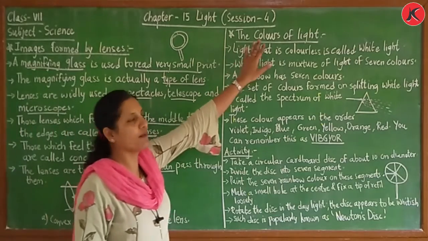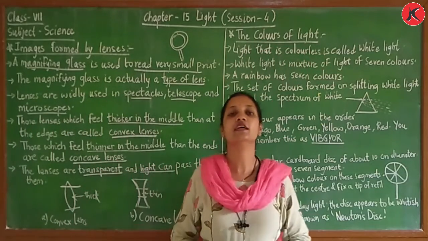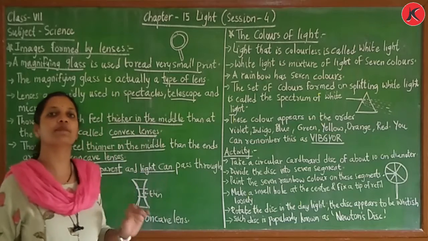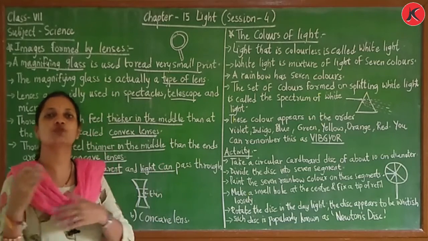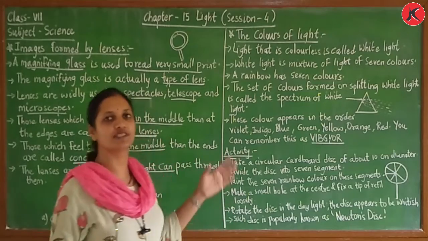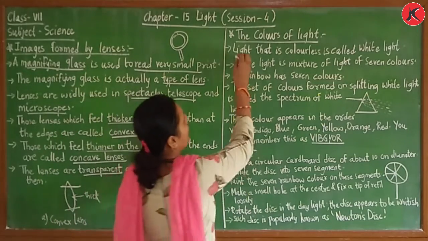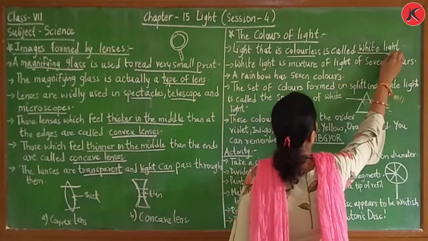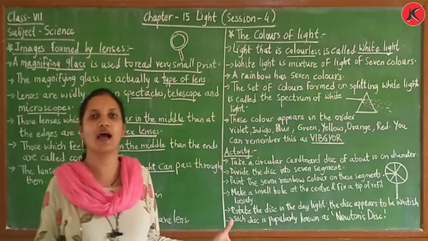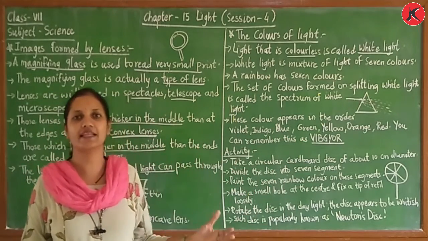Now we are going to learn about the color of light. Now children, what is the color of light? Everybody will tell me, ma'am, light is white color. But how it is white, that we are going to discuss in detail. Light that is colorless is called white light, because when the day starts, when the sun starts coming out, it starts emitting light, right?